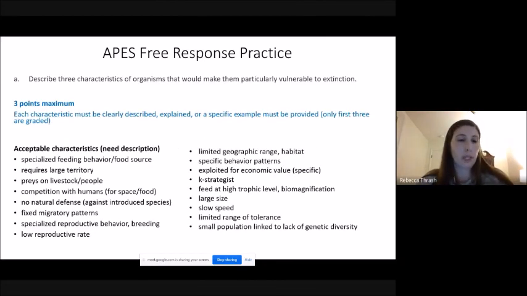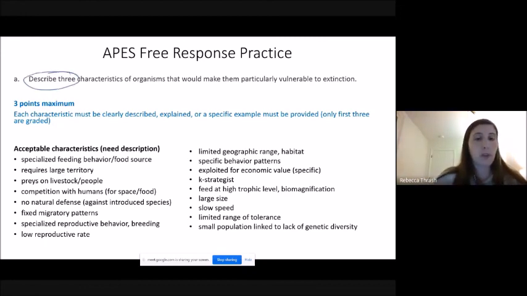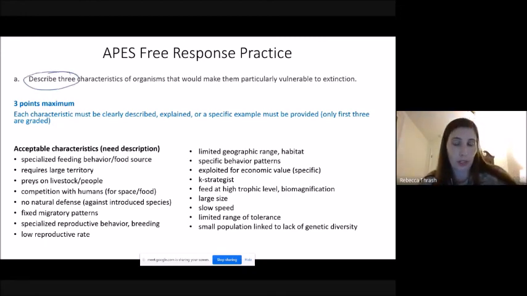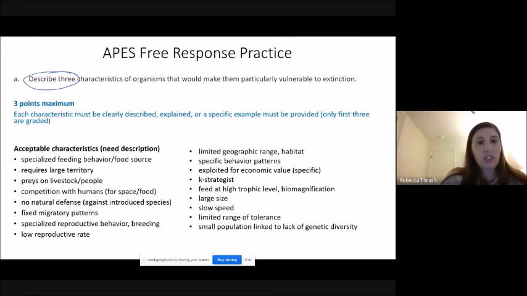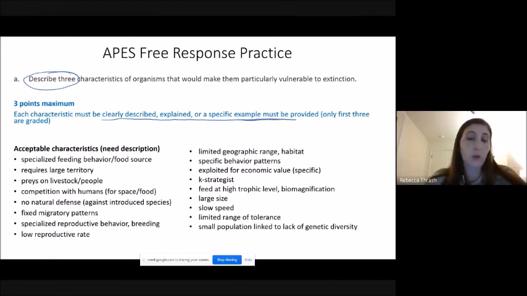You could have gotten 3 points here because they want you to describe those three characteristics of organisms. Anything that we discussed earlier would have been fine here, but also I want you to look at the way that this rubric is written. Each characteristic must be clearly described, explained, or a specific answer or example must be provided. So it would not have been enough to simply say that species that are vulnerable to extinction are K-strategists. You have to actually describe what this is.